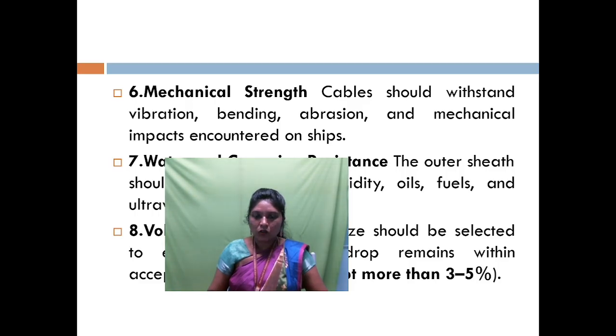Next is water and corrosion resistance. The outer shell of the cable should resist seawater, humidity, oil, fuel and any UV radiation. Next is voltage drop. The cable size should be selected to ensure the voltage drop remains within the acceptable limit, typically not more than 3 to 5%.